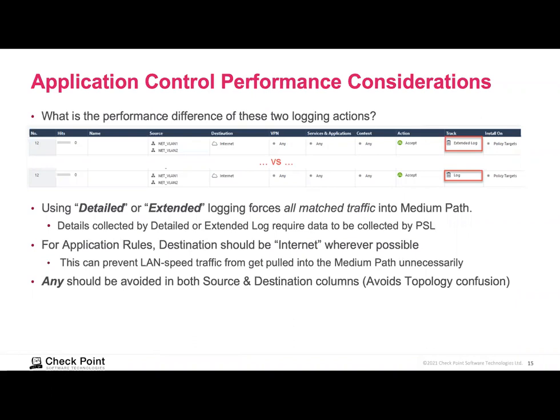So when you're using internet, if it's something like Dropbox, there's no reason for the destination to be any, because there never would be Dropbox internally on your network. So use the internet object in destination and scrutinize where detailed and extended logging are used, because it could be forcing traffic into medium path that otherwise wouldn't be.